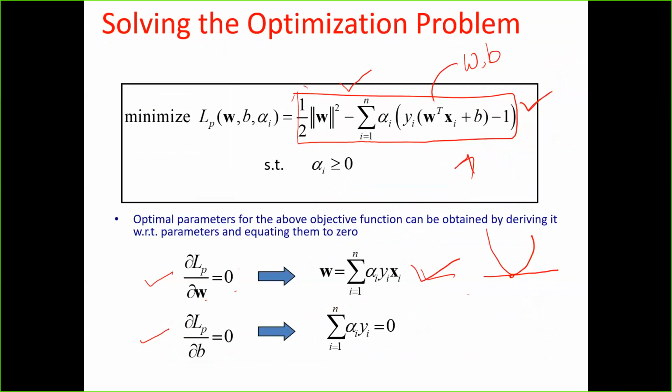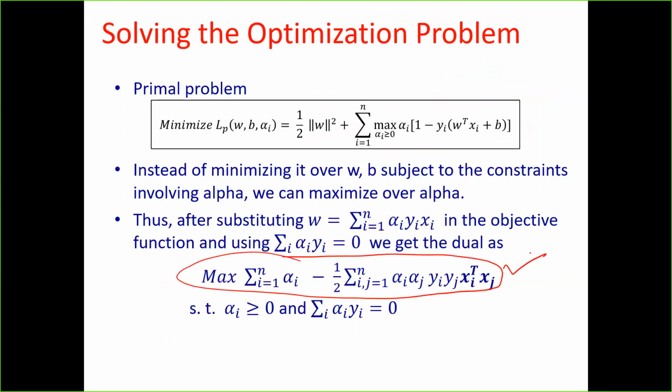So till this point, is it clear? Yes, sir. Now substitute W equal to this in this expression and make use of this expression. You will get the resultant as this expression. That's what I am telling. Clear, right? You can even try that. So after substituting W equal to this in the objective function and making use of this expression, we get the dual problem as this. Please observe this carefully and tell me, do you find any W or B in the expression?